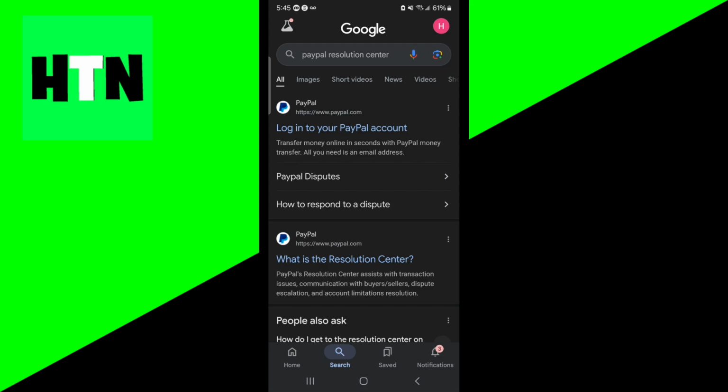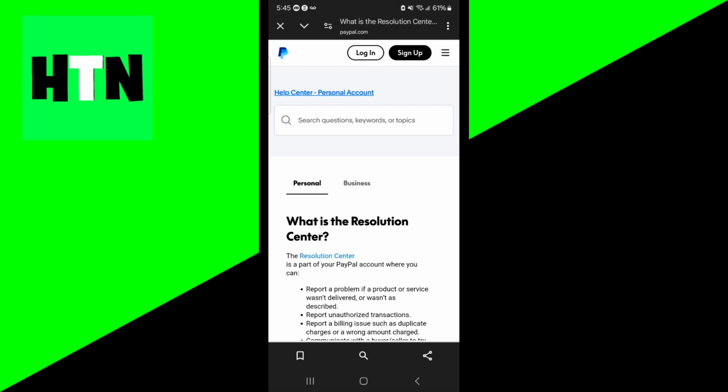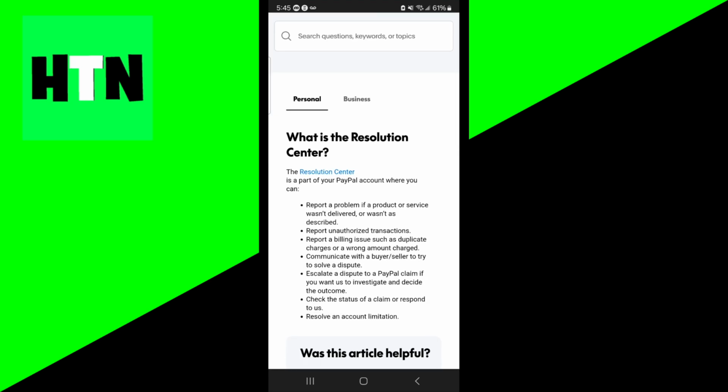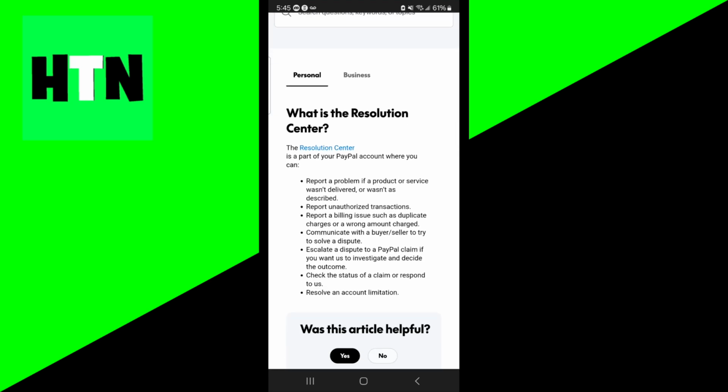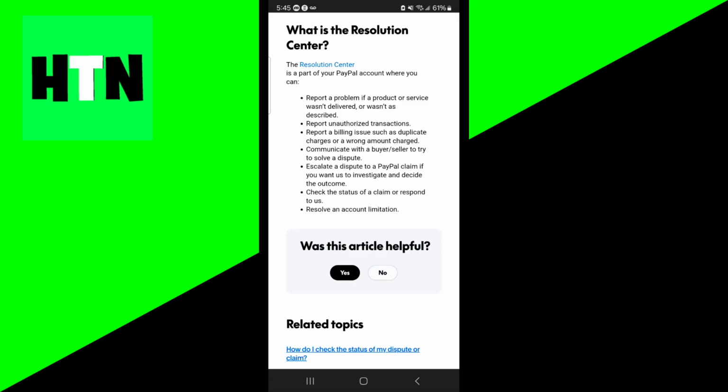Also, I recommend that you look for the PayPal Resolution Center, which is right over here. You will need to log in with your PayPal account. Essentially, this is the place where you're able to report problems, report unauthorized transactions, and basically get PayPal's attention. So that is definitely one thing that you guys can take a look at.